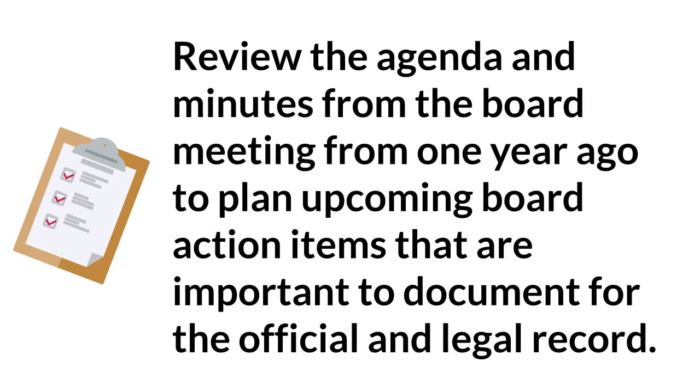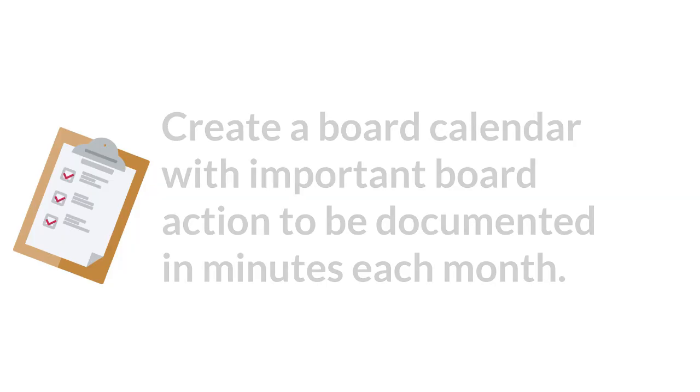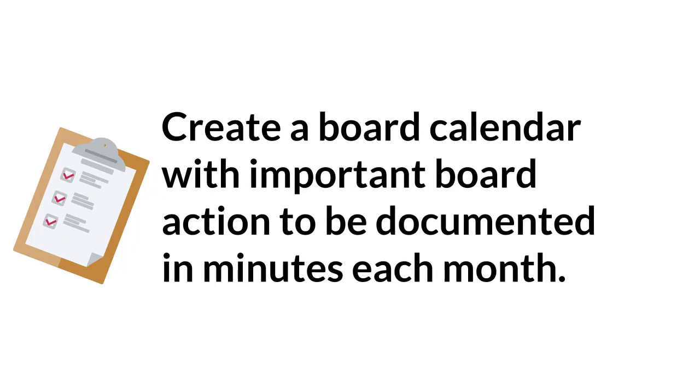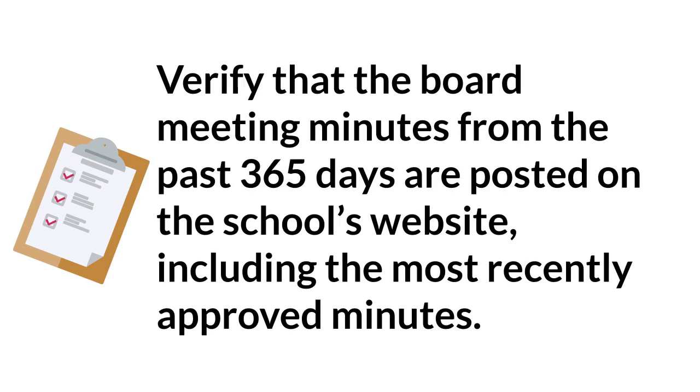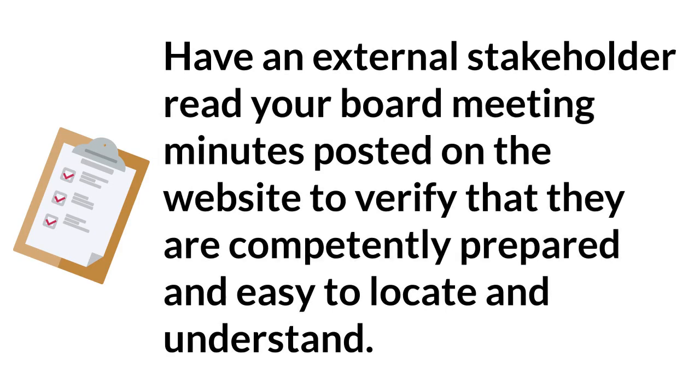Review the agenda and minutes from the board meeting from 1 year ago to plan upcoming board action items that are important to document for the official and legal record. Create a board calendar with important board action to be documented in minutes each month. Verify that the board meeting minutes from the past 365 days are posted on the school's website, including the most recently approved minutes. Have an external stakeholder read your board meeting minutes posted on the website to verify that they are competently prepared and easy to locate and understand.